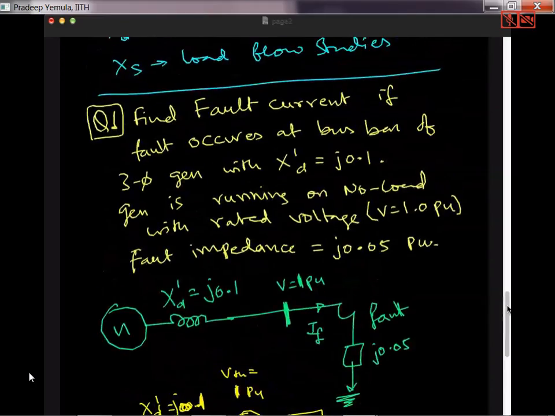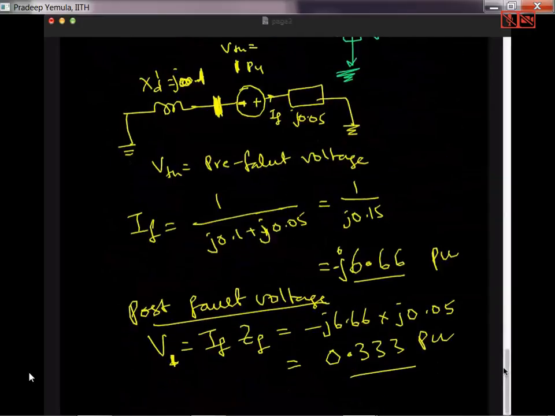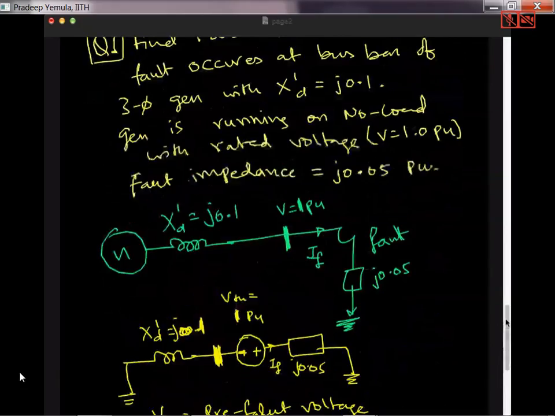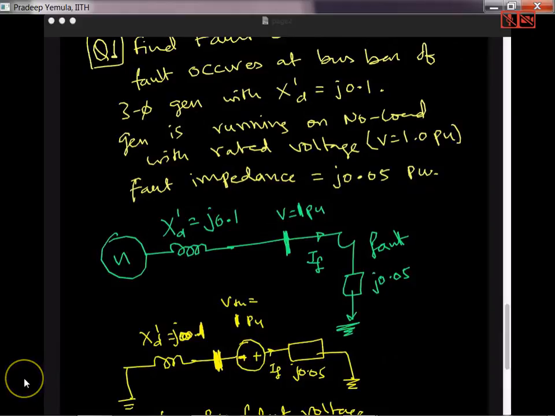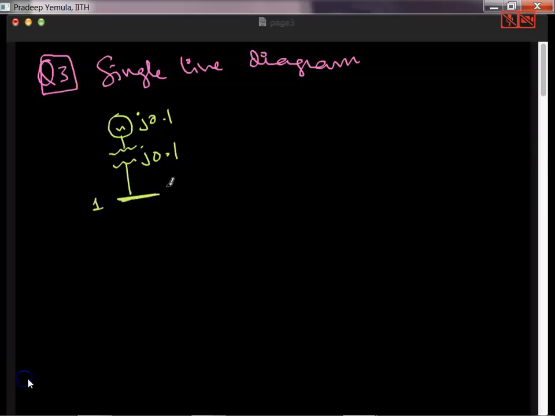Any doubts up to here? Okay, if you don't have doubts, let's go to one bigger problem, a circuit diagram which we saw in the first part of this lecture.